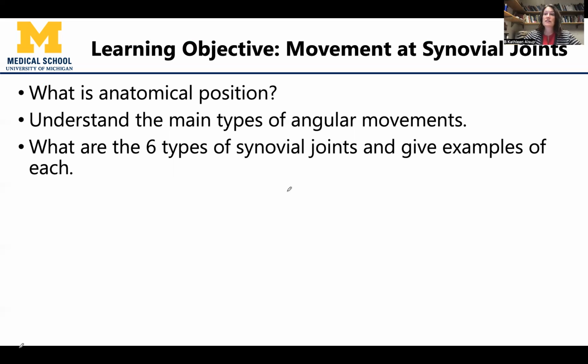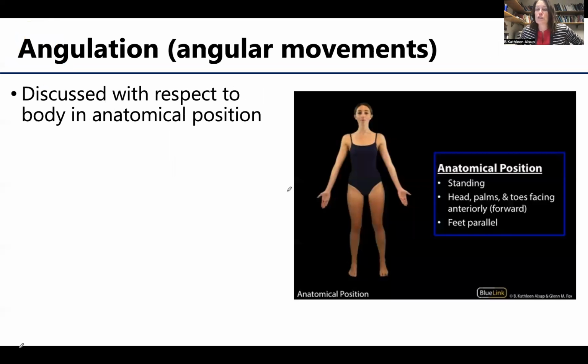We're going to begin with the discussion of what is anatomical position, and then we're going to touch on some of the big picture highlights of the 6 types of synovial joints. We're not going to get into nitty-gritty details of each one because that's going to come up in later discussions. All right, so before we do this, though, we really need to talk about what anatomical position is.